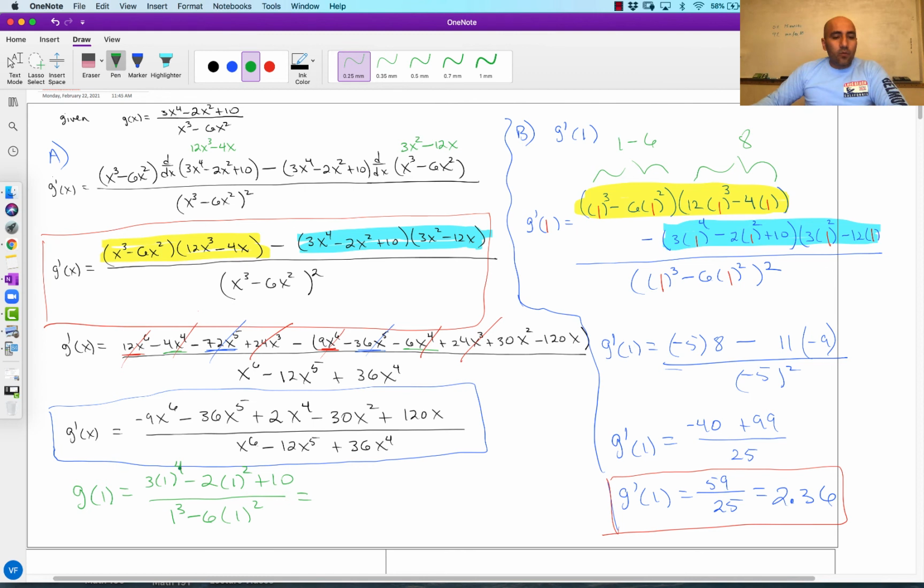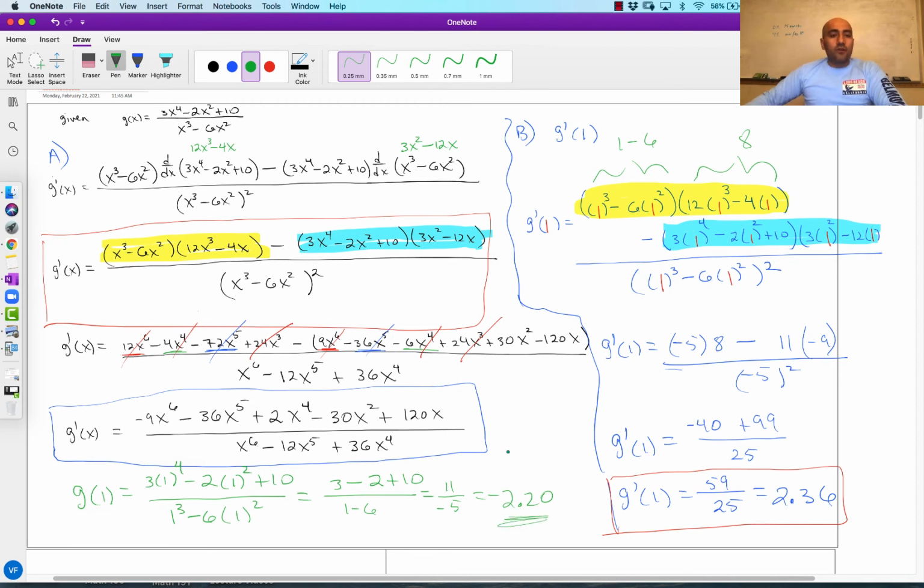So that's just going to be 1. 1 to the 4th is 1 times 3. That's just going to be 3 minus 2 plus 10 divided by 1 minus 6. That's going to be 3 minus 2, which is equal to 1, plus 10 makes it 11 divided by negative 5. And negative 5 goes into 11 twice with 1 remaining. So this is going to be negative 2.20.